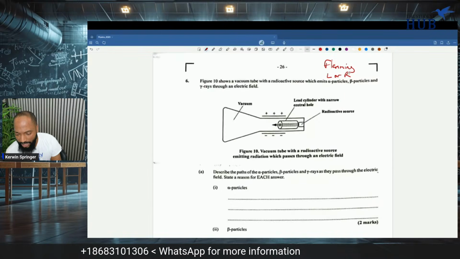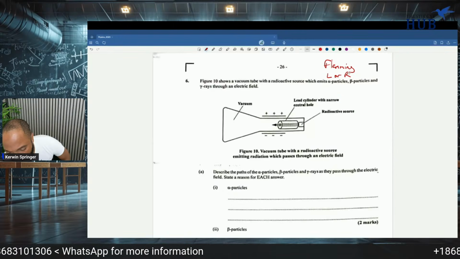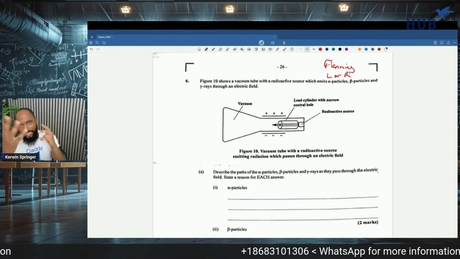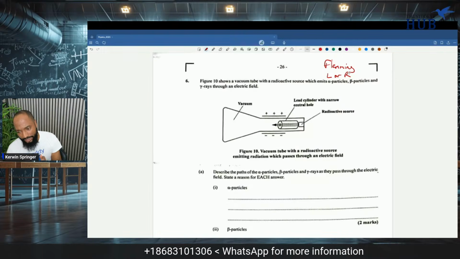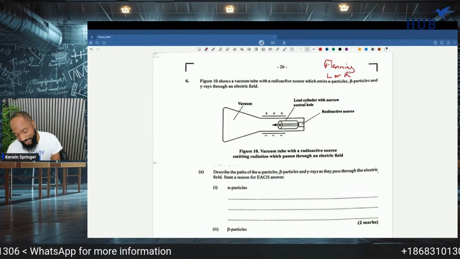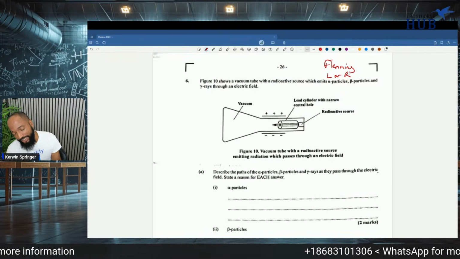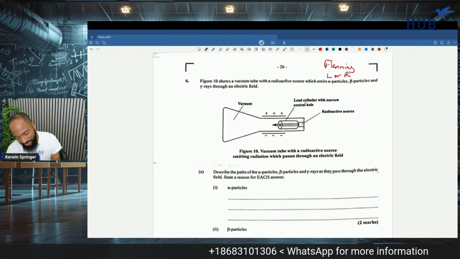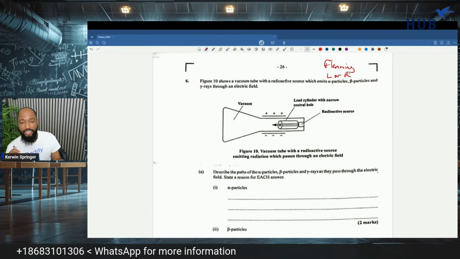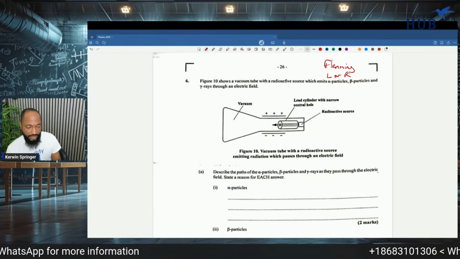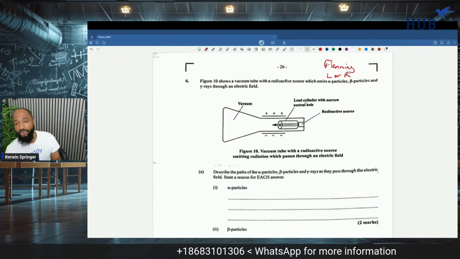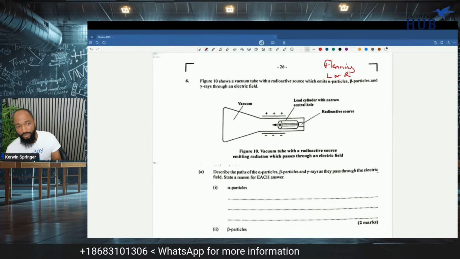Fleming's left or right? Fleming's left hand is the motor effect. Fleming's right hand is the generator effect. In the motor effect, you put in electricity and you get motion, and you're investigating where your thumb is pointing. In the generator effect, the result is electricity. You put in the motion, and where is the electricity going to happen?